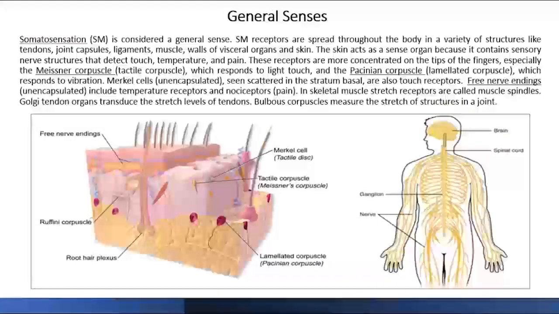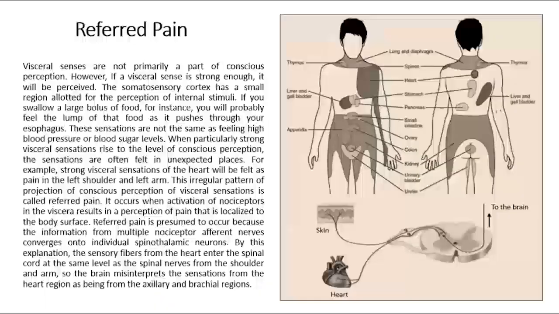Referred pain. This happens because when people have heart attacks, they feel pain in the left arm, because the first order neuron for the skin goes this way and makes a synapse with a second order neuron. But what happens is that the heart, the first order neuron, also makes synapse with the same second order neuron. So when the brain receives the information, it's not sure whether it's receiving the information from the skin in the left arm or in the heart. So that's why you feel pain from different areas.